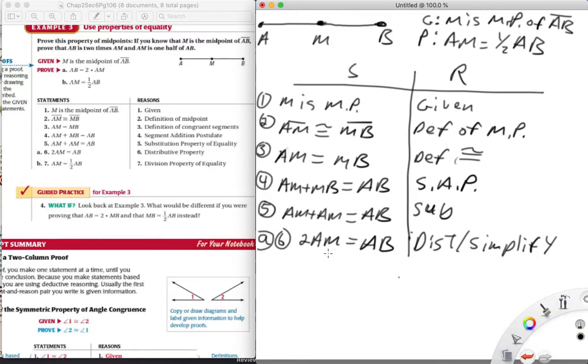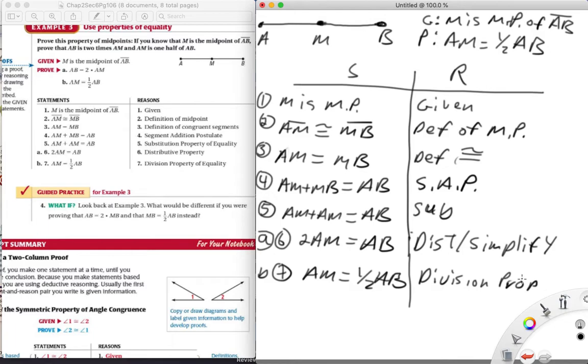And then the last step, step B, this is 7. We're dividing 2 from both sides, so we can say that AM is equal to 1/2 AB, which is the last thing they want us to prove up here, and that's because of the division property of equality. Division property of equality. Okay.